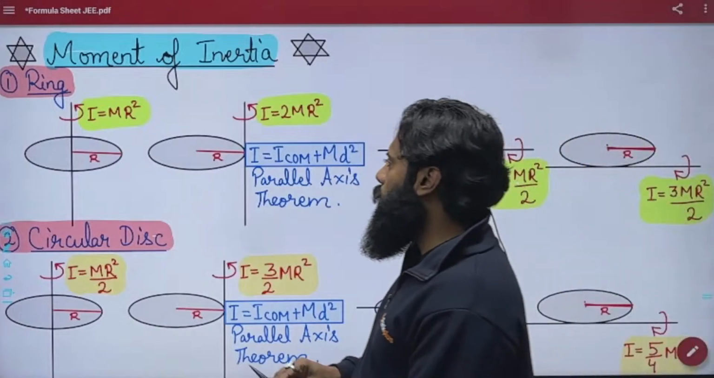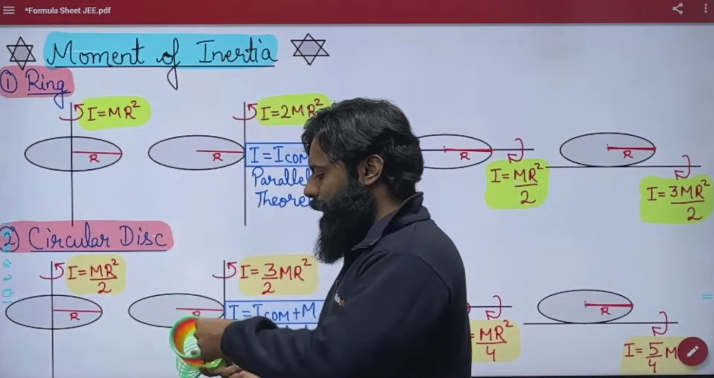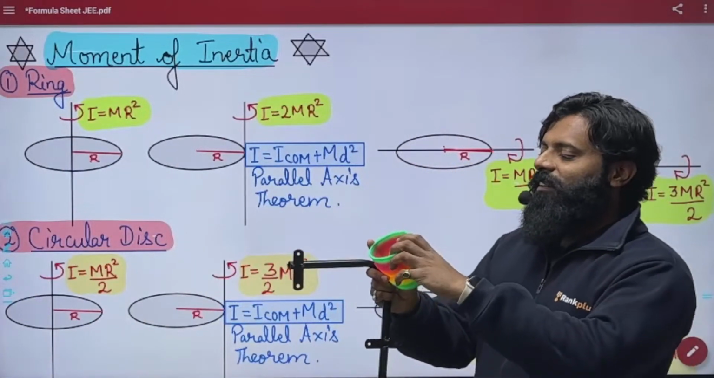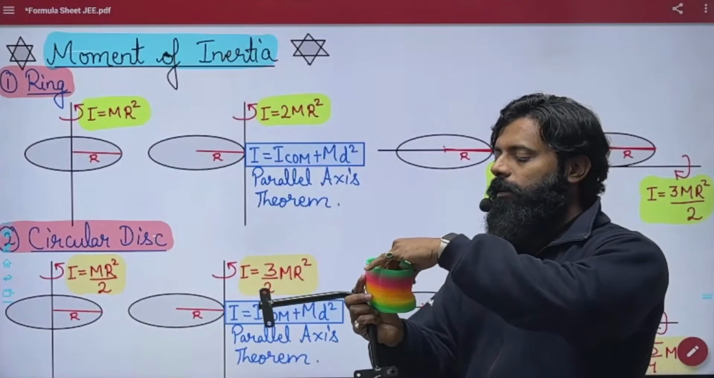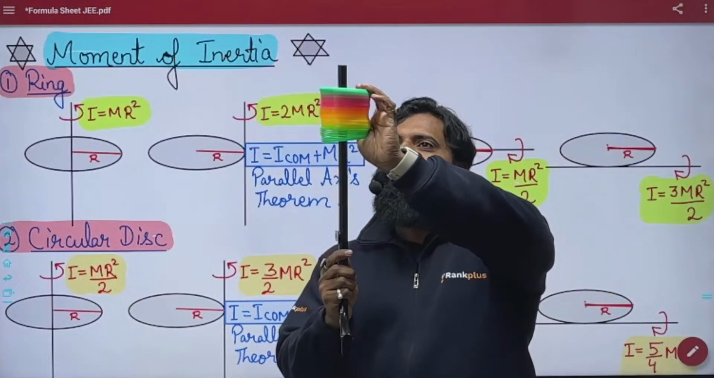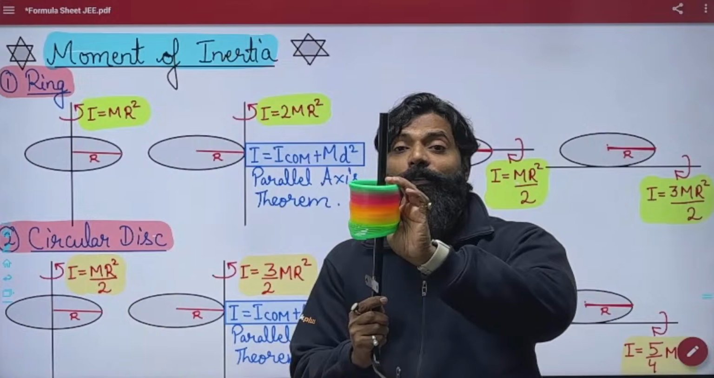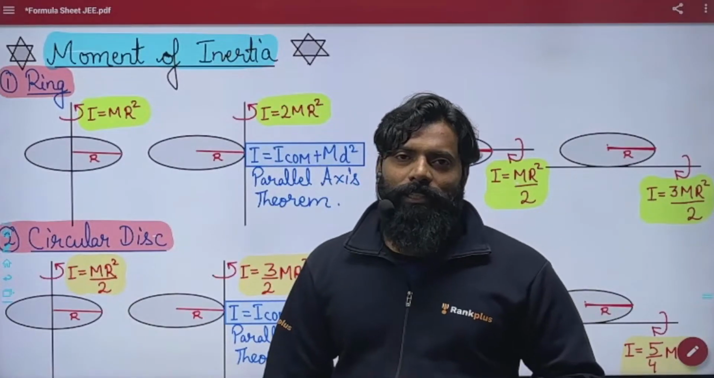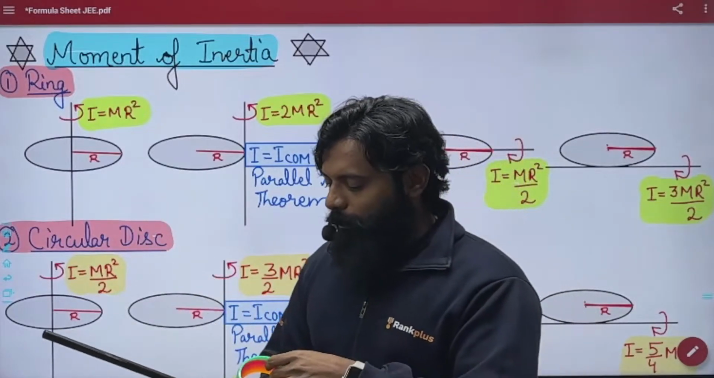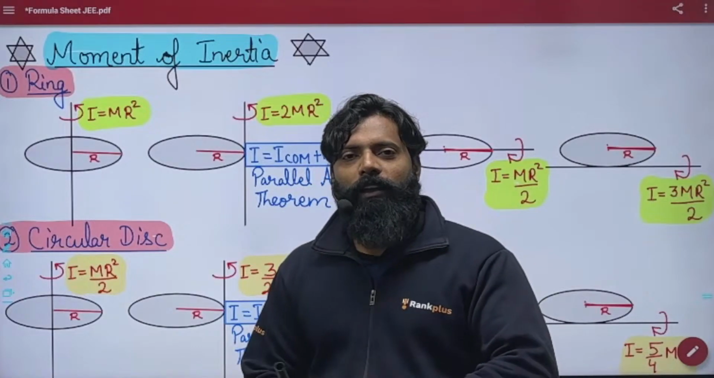Similarly, if you change the axis from here to here, what does it mean? I'm having a ring here. First, the rotational axis is this, so the moment of inertia is MR square. Some of you might say, sir, this is not a ring but a cylinder because there is a height, right? But the formula for ring and cylinder will remain the same. It's MR square.